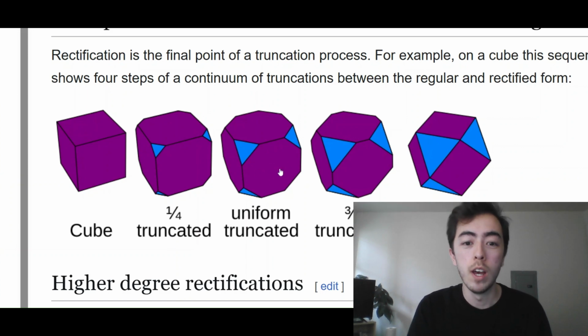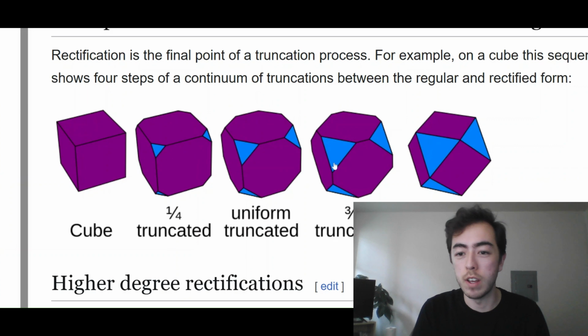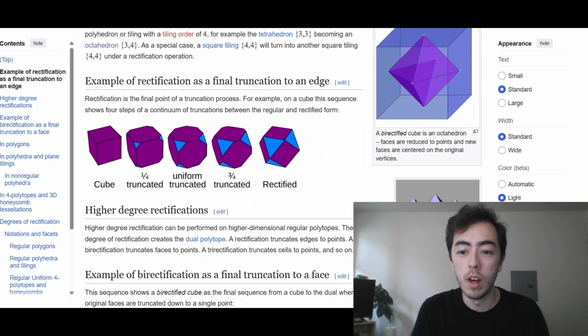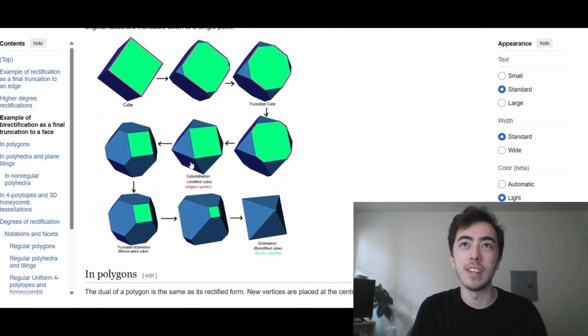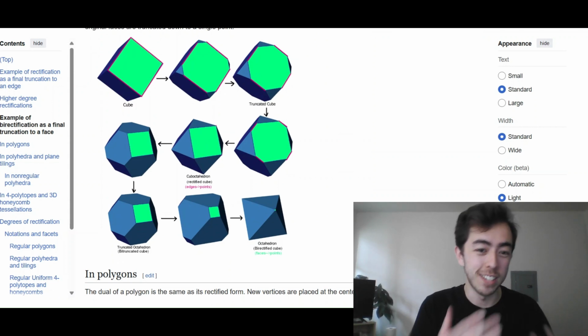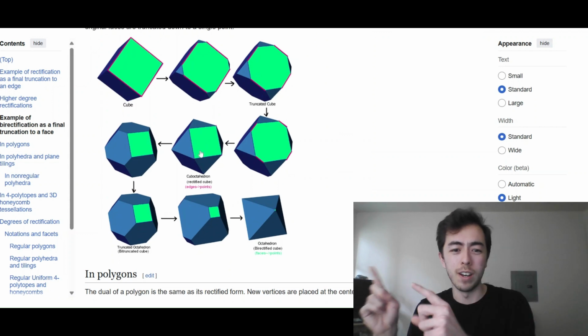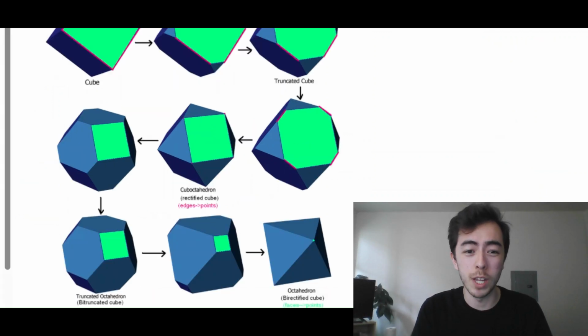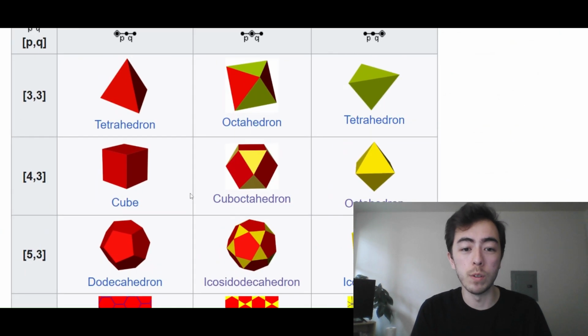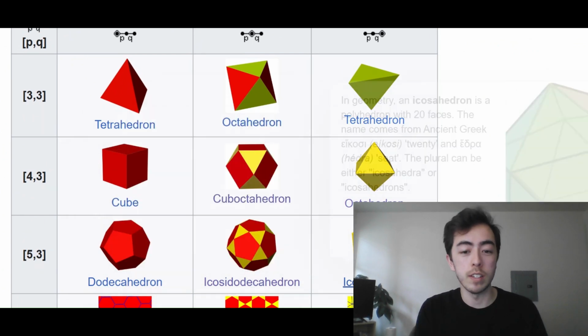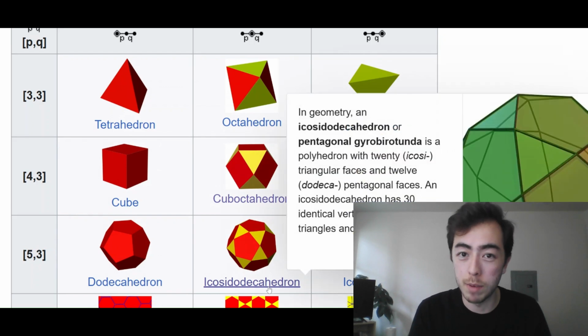It's just the truncated cube. But if we keep expanding these triangles, then we're going to get something that we could call the rectified cube, although we already had a name for this earlier. We called this the cantellated tetrahedron. So interestingly, if you cantellate a tetrahedron or you rectify a cube, you get the same shape. It's this guy, the cuboctahedron. But what's kind of cool is that if you rectify a dodecahedron or an icosahedron, you get a new shape. We haven't talked about this one before.